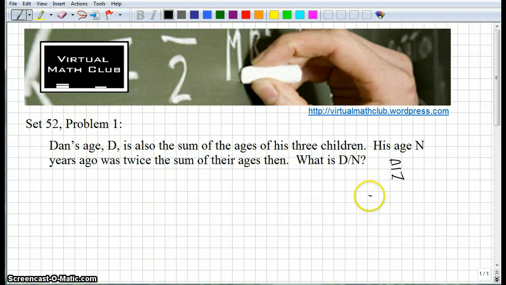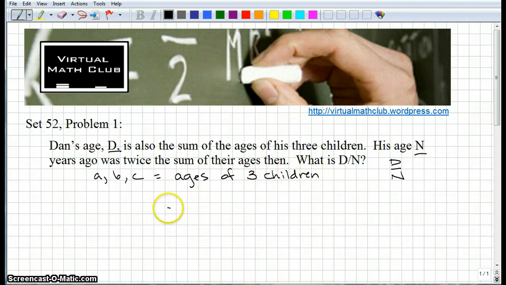Okay? And we have a couple of variables already defined. We have D, which is Dan's age, and we have n, which is the number of years ago when Dan's age was twice the sum of the ages of his kids. So I'm actually going to define 3 more, because there's 3 kids. I'm going to say A, B, and C are the ages of the 3 children.